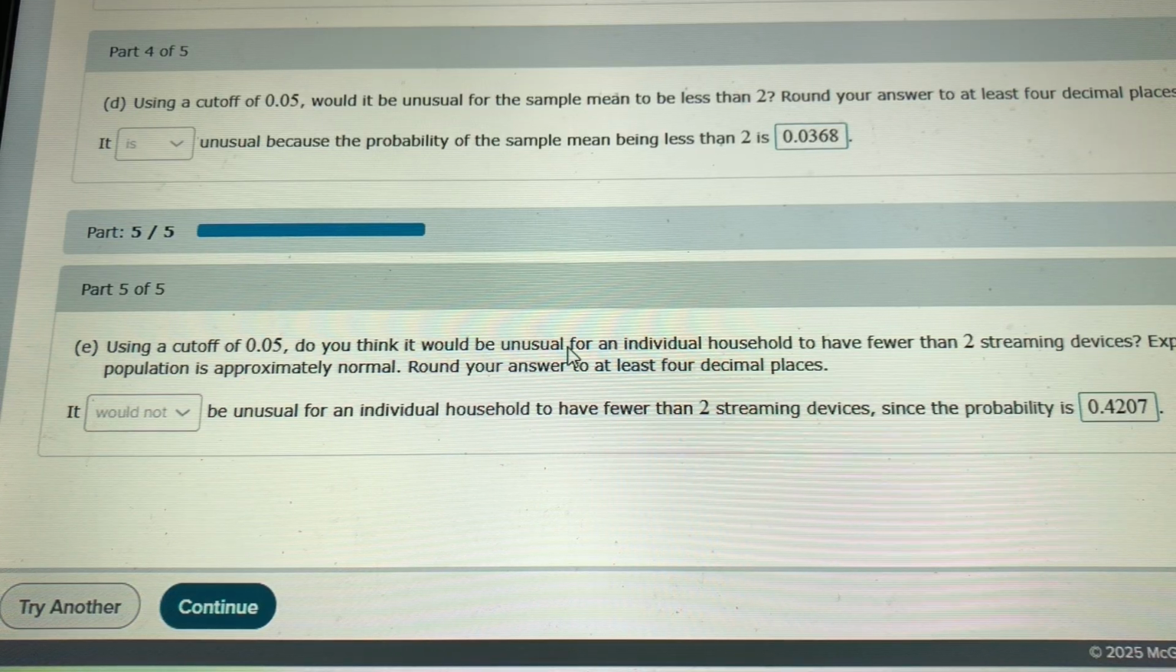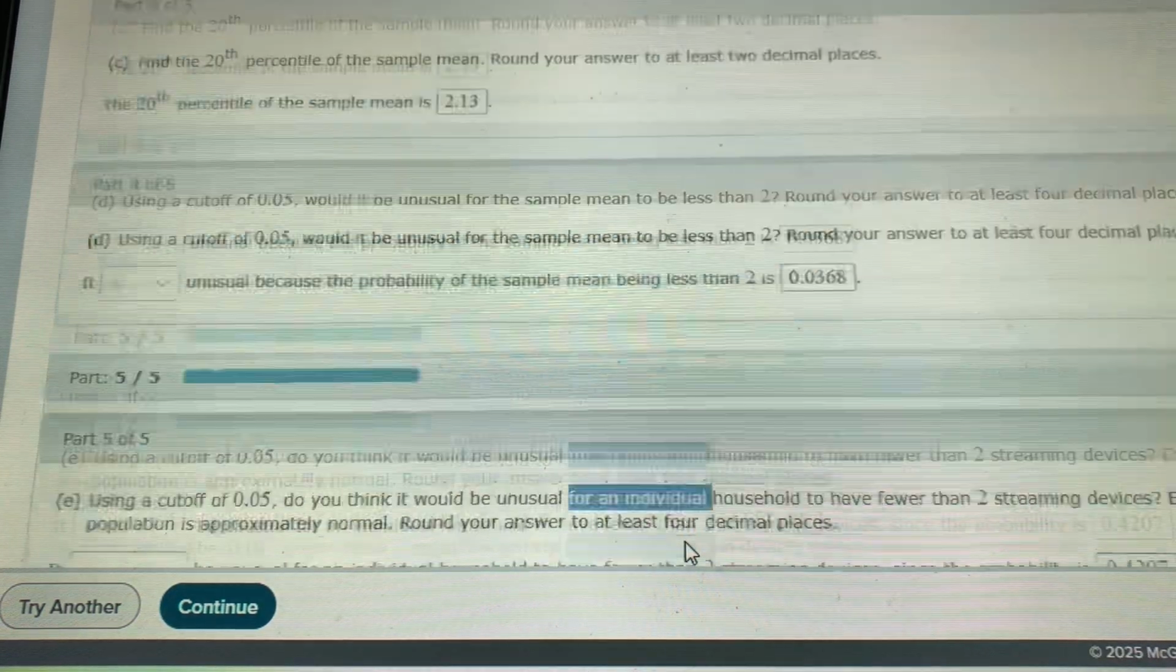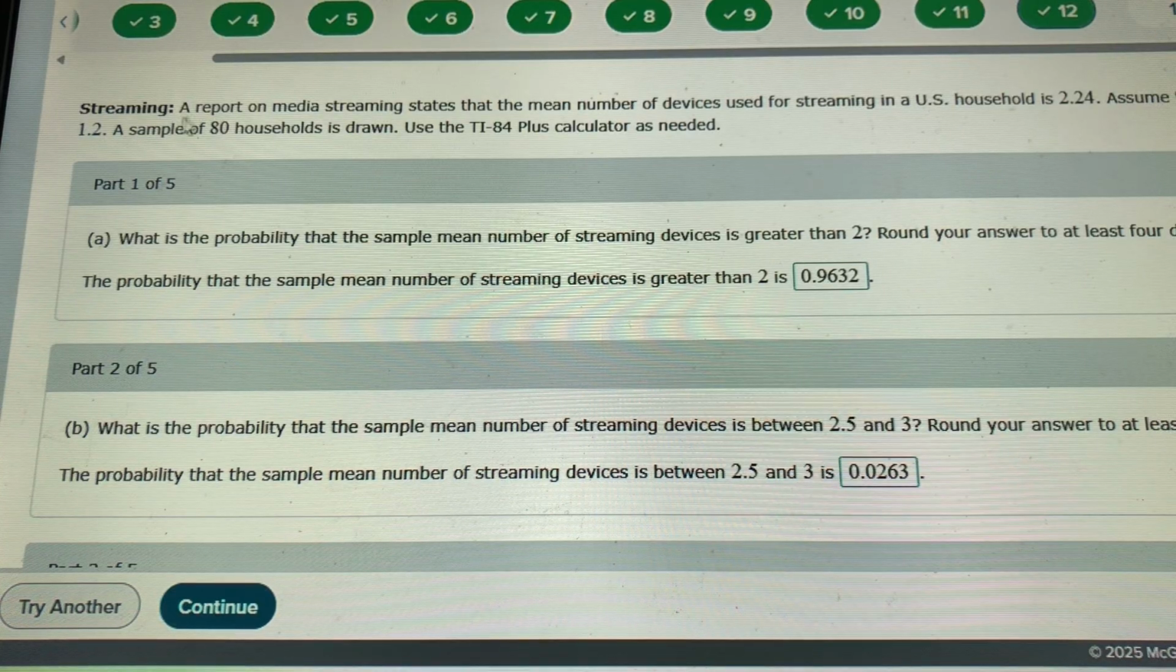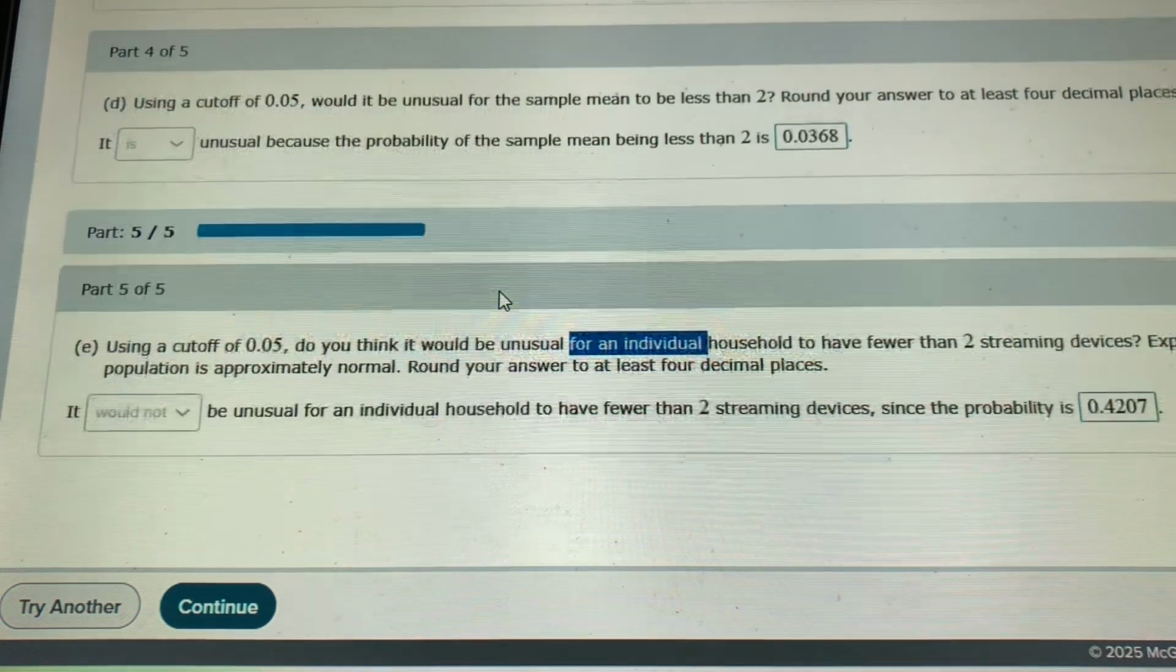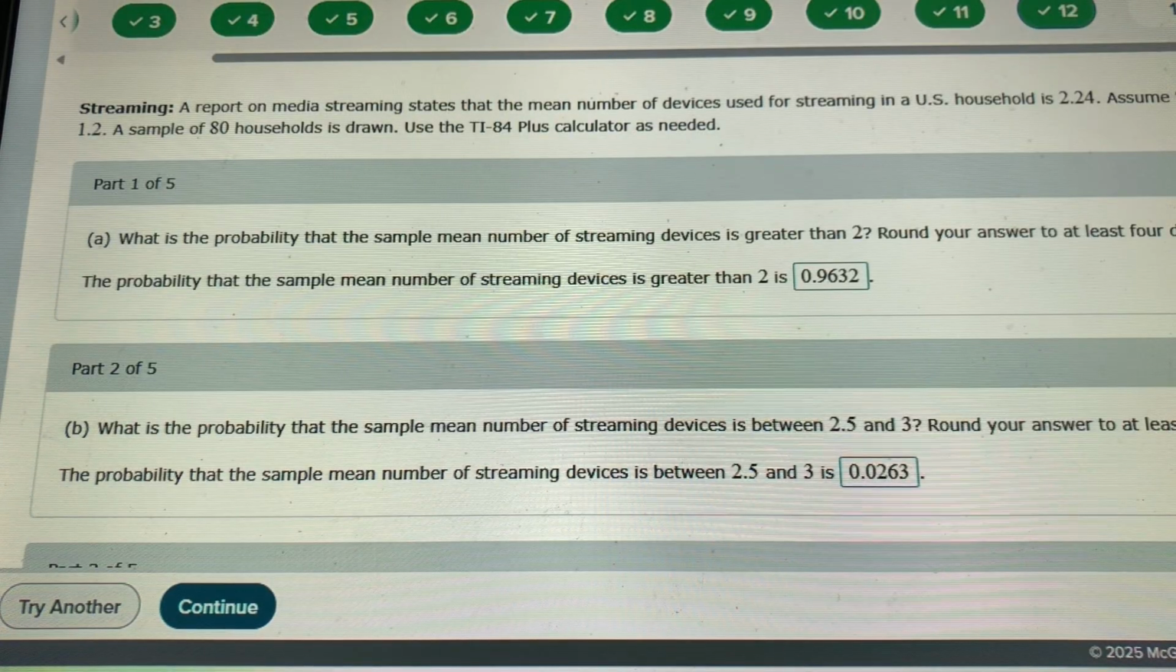So I missed this part about for an individual. The first 4 parts here are all using this sample of 80. And then they threw this one in at the end to see what happens if it's just one person and not 80 people. That greatly affects the answer, actually. That's why you have to have that square root of 80 on the other parts.